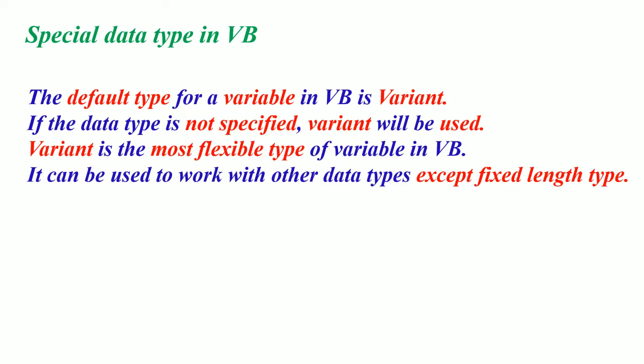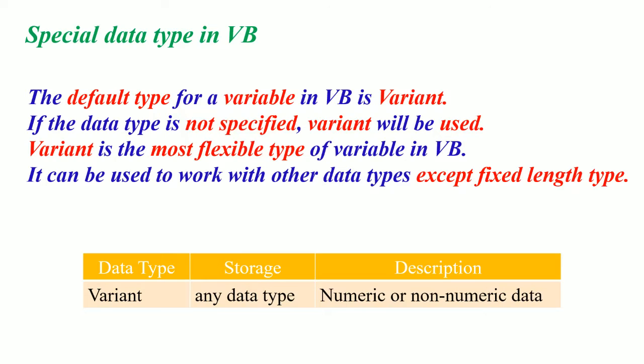It can be used with other data types except fixed length types. That is, you can use variant for all other numeric as well as non-numeric data types, except the currency data type. So the data type name is variant, the storage location is any data type, and the description is numeric as well as non-numeric data.